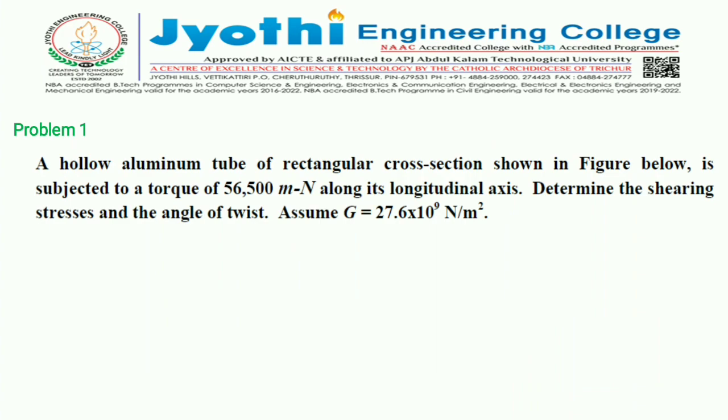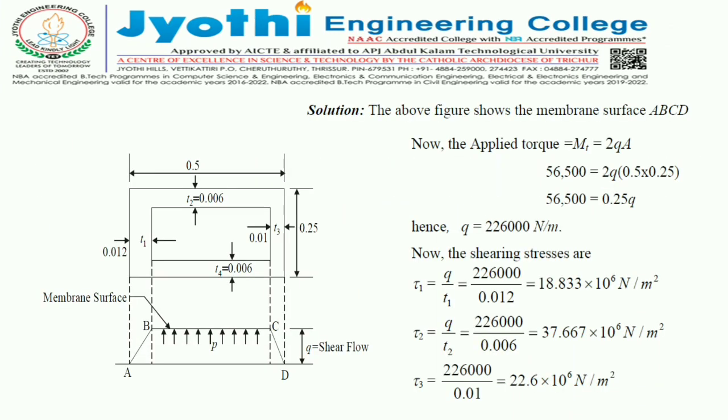First problem. A hollow aluminum tube of rectangular cross-section shown in the figure below is subjected to a torque of 56,500 Newton meter along its longitudinal axis. Determine the shearing stress and angle of twist. Assume G is equal to 27.6 into 10 raised to 9 Newton per meter square. It is the cross section given in the question. So it is a single cell section with a different thickness throughout the cross section.